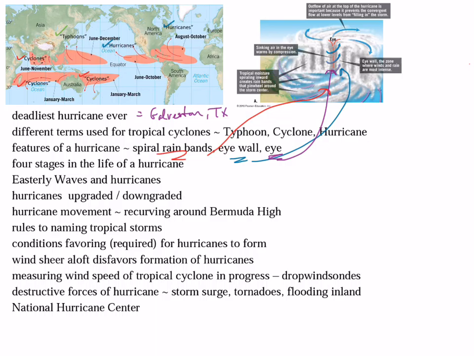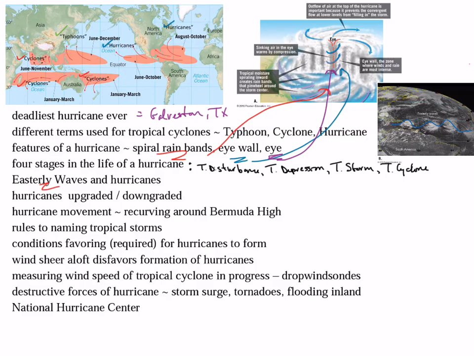And then four stages in the life of a hurricane: tropical disturbance, tropical depression, tropical storm, and then tropical cyclone. And then before tropical disturbance, for the type of hurricanes that hit our east coast from the eastern Atlantic, they ride these easterly waves. They come from the east. They ride these easterly waves that are part of the Hadley zone, easterly trade winds. They start out as little clumps of thunderstorms that become organized.